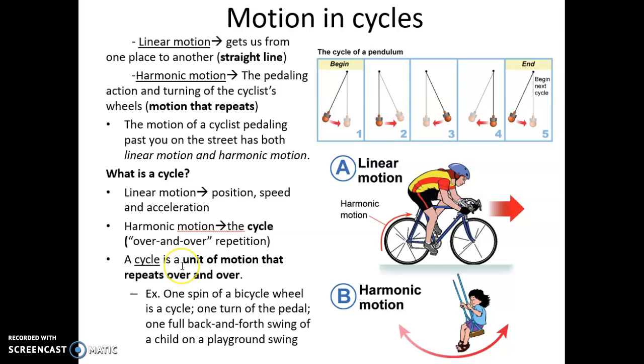Okay, a cycle is one complete back and forth motion. So if you're talking about one cycle of a pendulum, if this is where it starts, then one complete back and forth motion, that would be a cycle. If you're talking about the cycle of the spinning of his bicycle wheel, one complete rotation of the wheel, that would be a cycle. If you're talking about the girl on the swing, one complete back and forth motion of her on the swing, that would be one cycle.